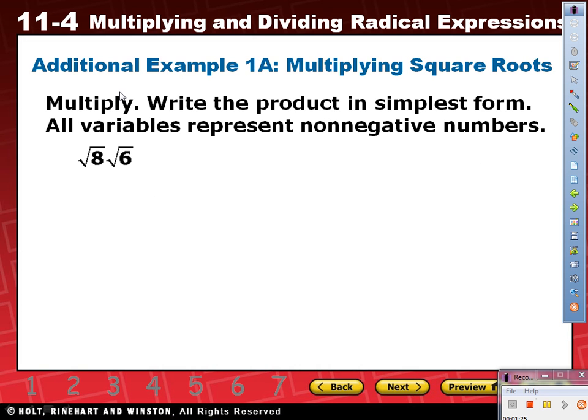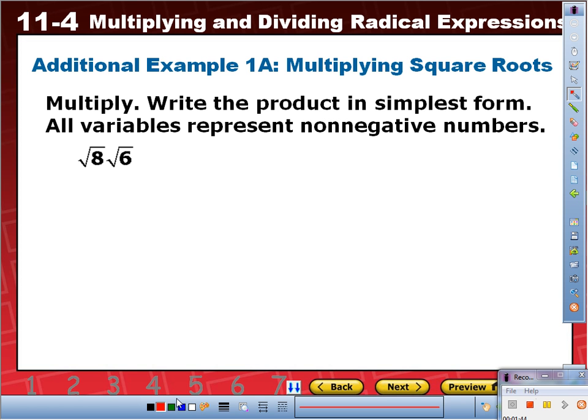Example 1a, multiply. You don't have to write all these words. Just write example 1a, multiply, and then write the expression: square root of 8 times square root of 6. As soon as you copy it, pens down. I'm going to go over this example. I'm going to show you a couple of things, and then you can use the method that you like. Pens down, eyes up here.